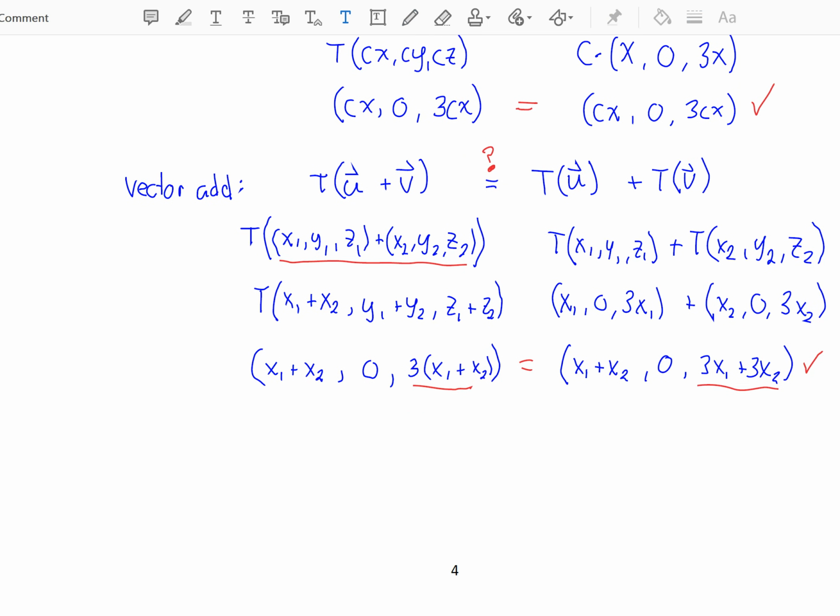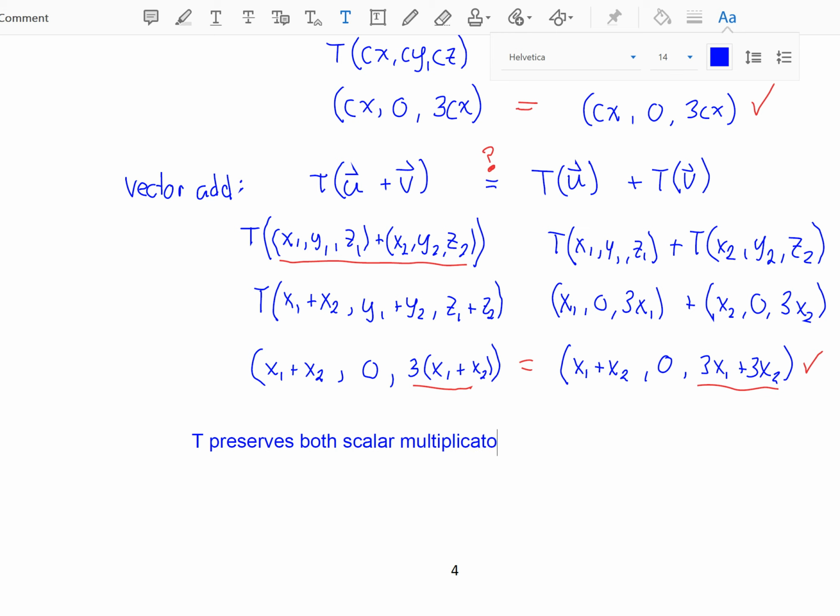This is enough for us to say T preserves both scalar multiplication and vector addition. So T is a linear transformation.